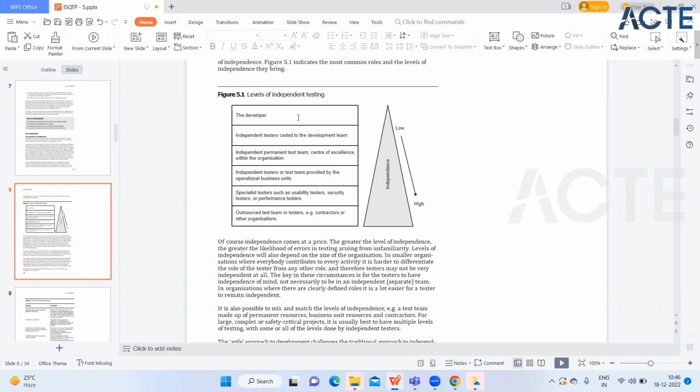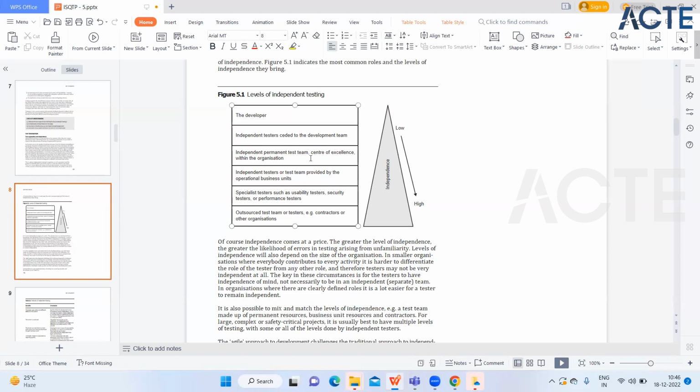So how independent are things going? First is the developer who writes the code. Now we are checking the developer's code, so the second stage will be independent testers, code sent to the development team. And after that, we will have the independent permanent test team, center of excellence within the organization.